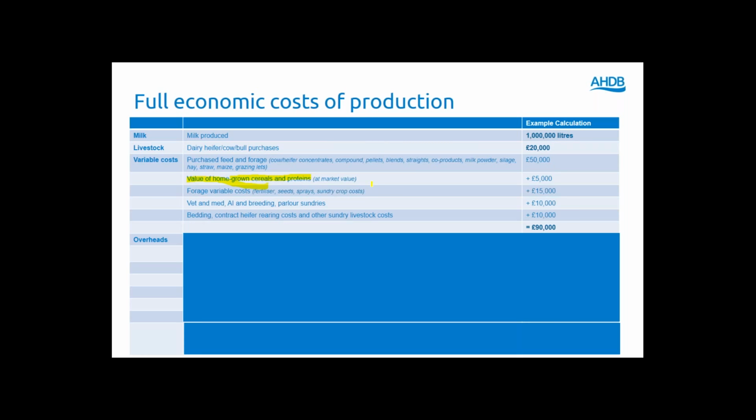If you're just growing straights, your cereals, then you need to know the quantity you've allocated to the dairy herd, and apply what would be the market price for that if you had to sell it.